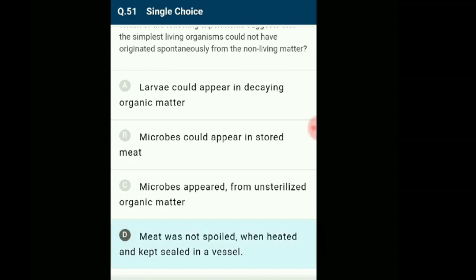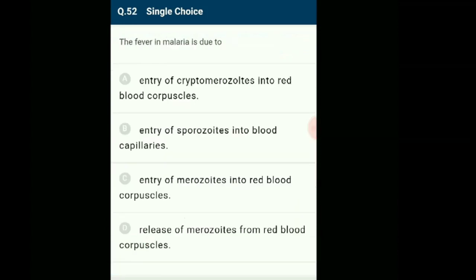Meat was not spoiled when heated and kept sealed in a vessel. Question number 52. The fever in malaria is due to. The periodic fever is a result of synchronized red cell lysis and release of merozoites. The fever occurs every 48 hours, reaching up to 40 degrees centigrade, 104 degrees Fahrenheit, and is often associated with headache. The answer is option D, release of merozoites from red blood corpuscles.